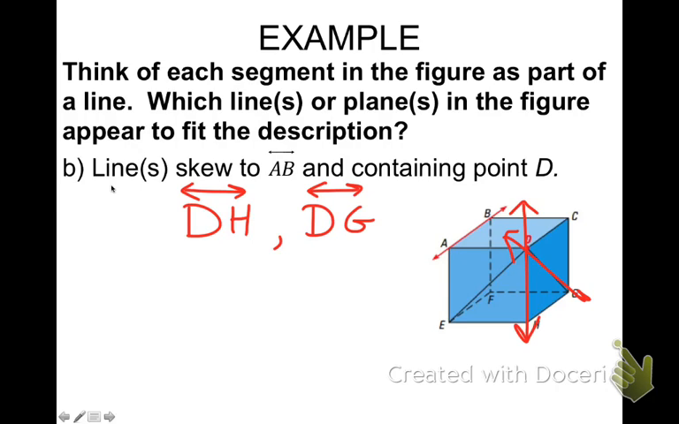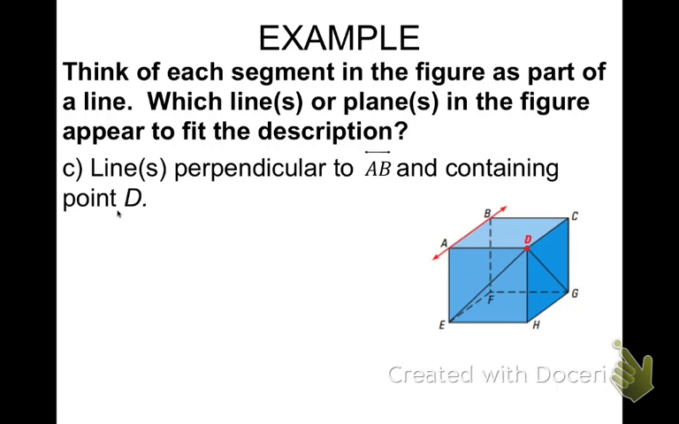Right? Okay. Next one. All lines that are perpendicular to AB and contain point D. Let's assume our box is square. So which would be the perpendicular line? Wouldn't it be AD? AD would be perpendicular. Good.